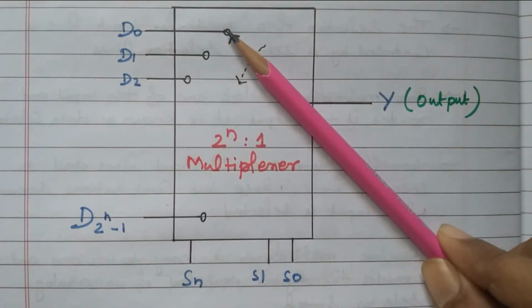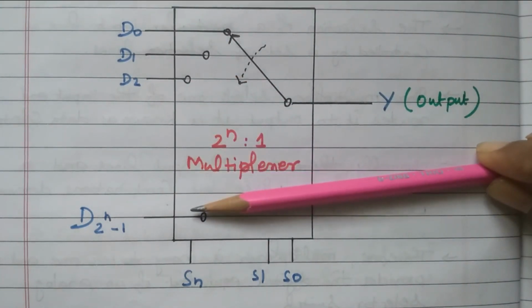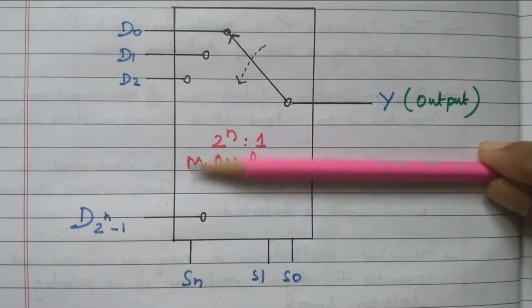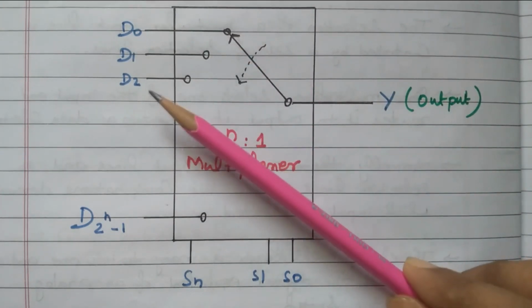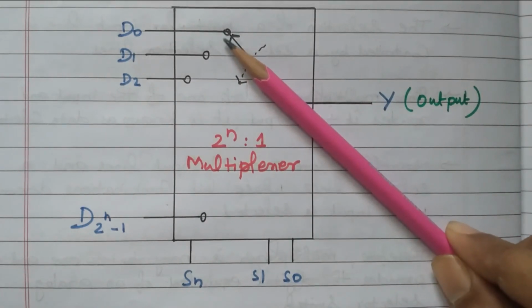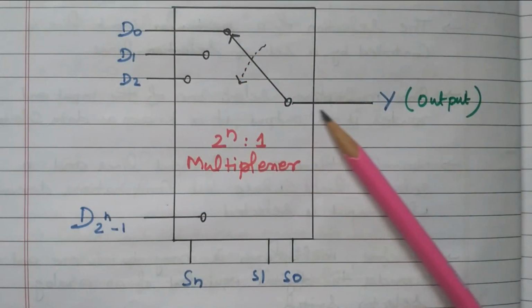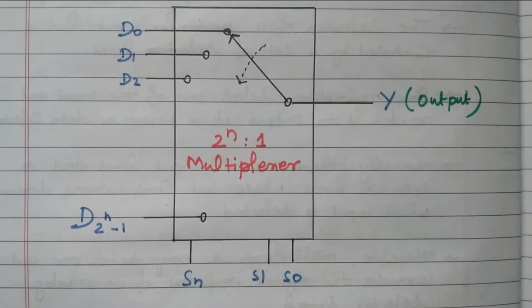It will connect either D0 or D1, D2, D3 up to D to the power 2 power n minus 1. So this is the process of how the input is connected to the output, right? In this switch any one input will be connected so that it will be available as the output, right? So this is the process of the multiplexer.